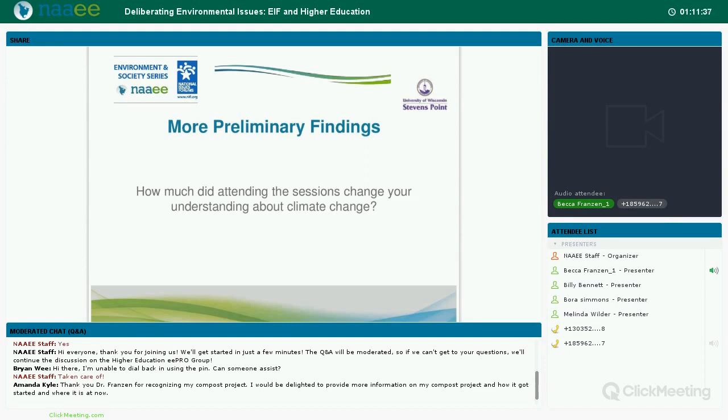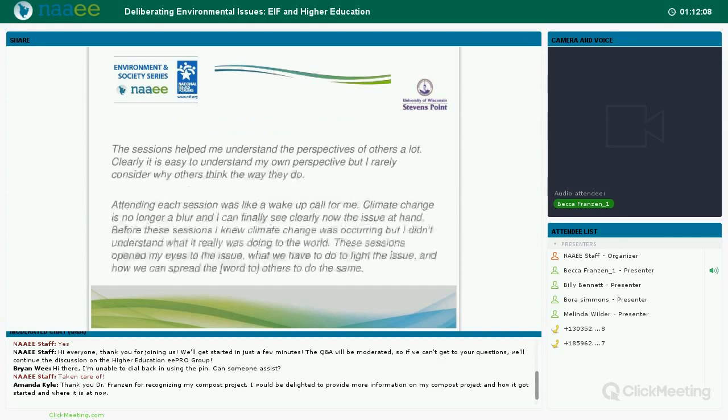So we have a lot of analysis to do yet with our data as far as looking at pre-post comparisons of climate literacy content knowledge and attitudes and behaviors as well. But just taking a look at how students felt about the session itself, the Environmental Issues Forum itself. So this is a question from that same survey. How much did attending the sessions change your understanding about climate change? And so I just wanted to share, as Melinda and Billy were, that again, it seems to have a positive effect on the students. So these are quotes from the students.